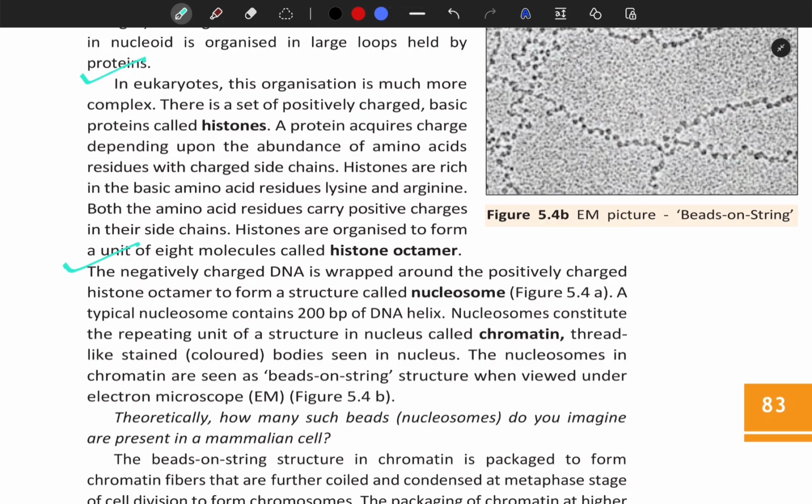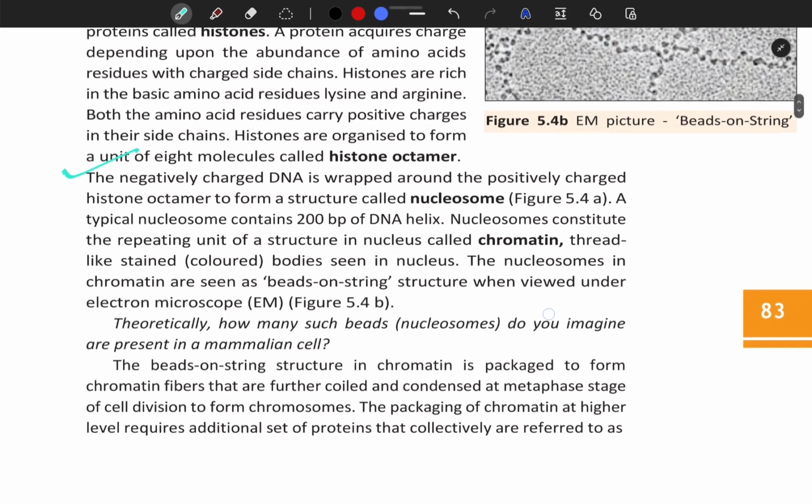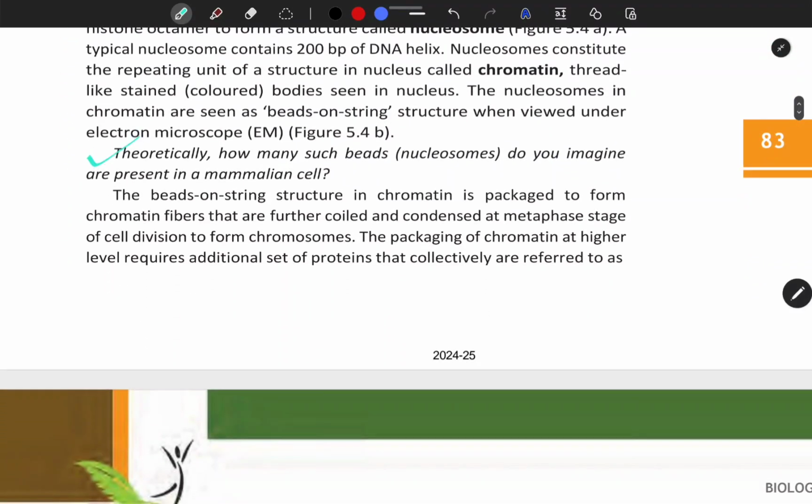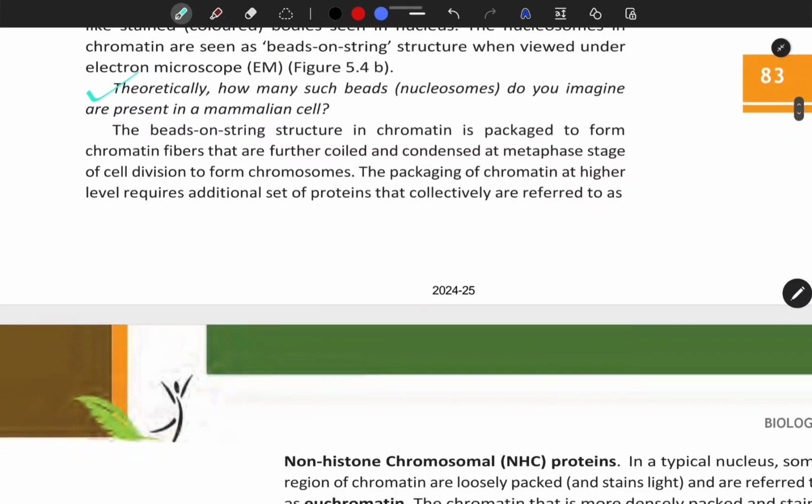A typical nucleosome contains 200 base pairs of DNA helix. Nucleosomes constitute the repeating unit of structure in the nucleus called chromatin, thread-like stained or colored bodies seen in the nucleus. The nucleosomes in chromatin are seen as a beads-on-a-string structure when viewed under an electron microscope. Theoretically, how many such beads do you imagine are present in a mammalian cell?